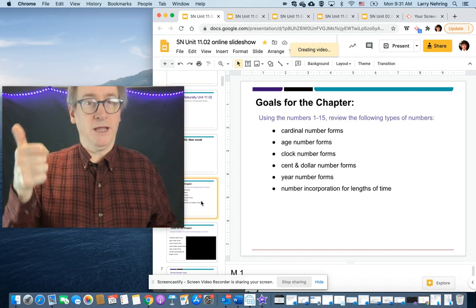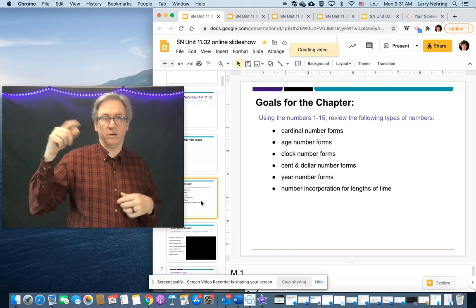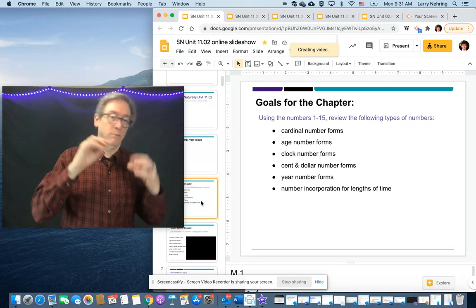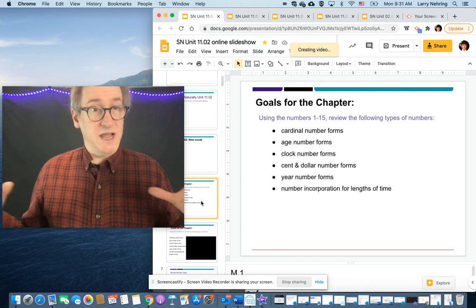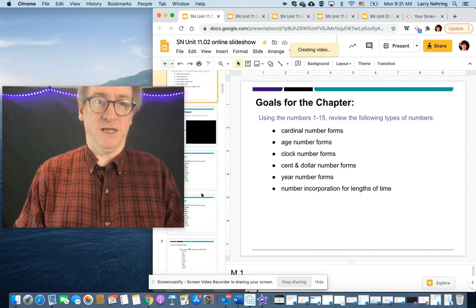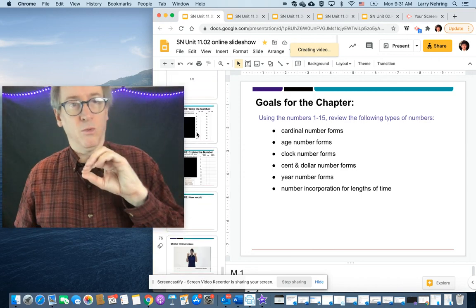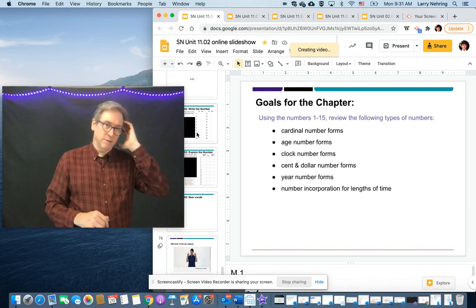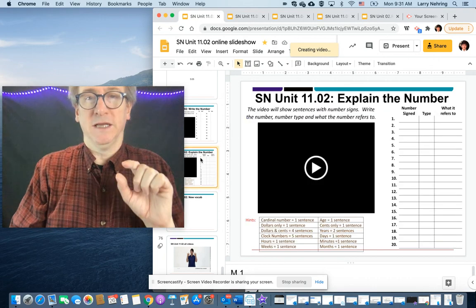Is it cardinal, age, year, clock or time number, money numbers, years, or lengths of time? For how long? So just take note of both of those things as you go through each one. And again, the worksheet that I'm including in Blackboard will have the answers. So take a look at that.